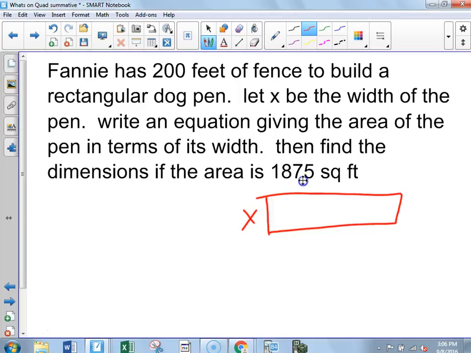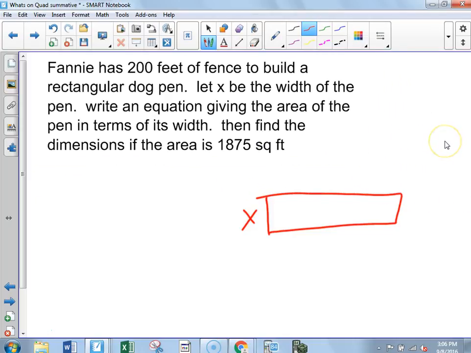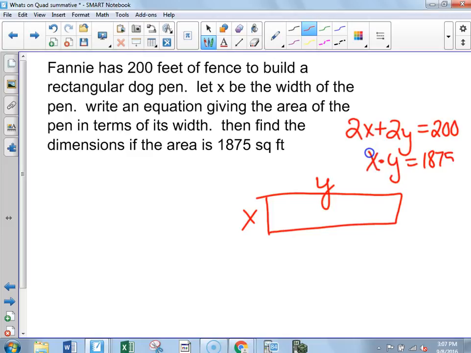Then find the dimensions if the area is 1,875 square feet. We started out with 2 variables because we felt more comfortable with that. Okay? So what did we say? If we had an x and a y, then what? That's the perimeter, yes. What's the perimeter have to be? 200, because that's all the fence we have. Everybody good? Now, if you wanted to write an equation for area, you would multiply, and it actually has to equal 1875, right?